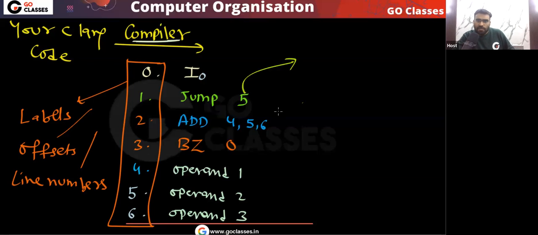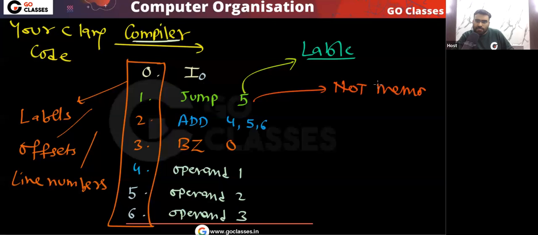And what is this 5? Again, this is a line number. Yes or no? Again, this is a label. This is not a physical address. This is just a label, not a physical address. This is not your memory address. This is just a label, or I can say a line number. This is just your line number.